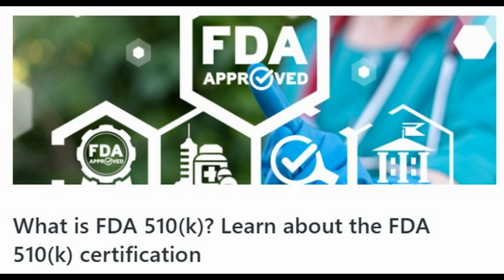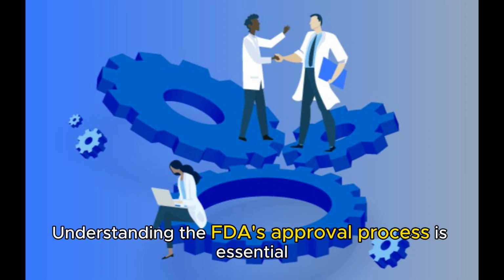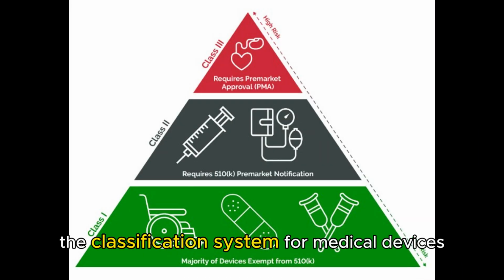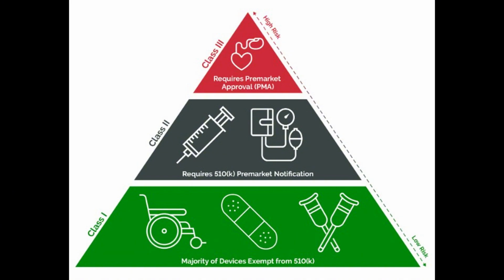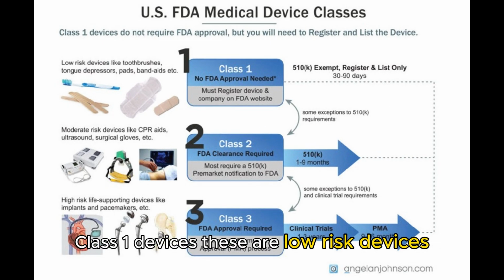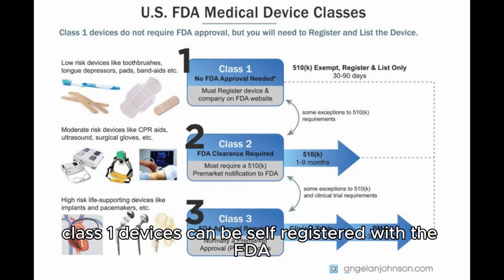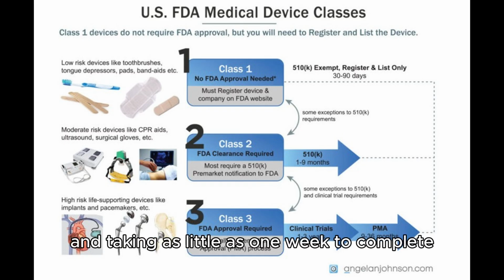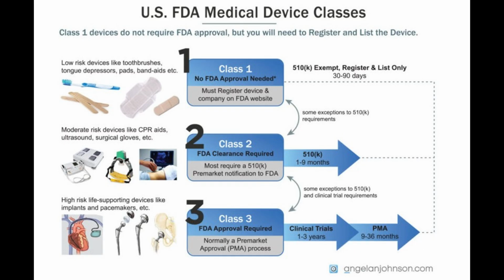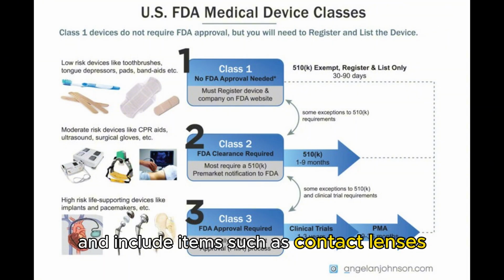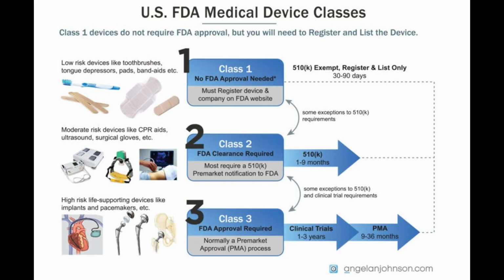Let's get started. Understanding the FDA's approval process is essential for anyone in the medical device industry. To begin, let's discuss the classification system for medical devices, which determines the regulatory pathway. Class 1 devices, these are low-risk devices like tongue depressors and electric toothbrushes. Many non-invasive Class 1 devices can be self-registered with the FDA, requiring minimal documentation and taking as little as 1 week to complete. Class 2 devices, these pose moderate risk and include items such as contact lenses, catheters, and syringes.